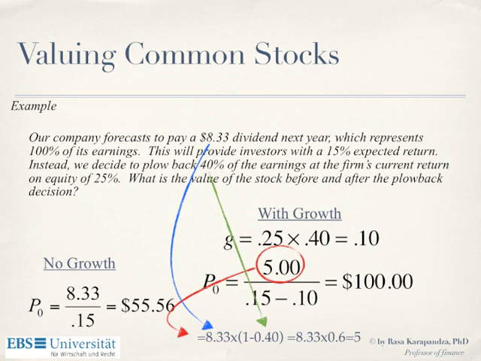Plowing back means investing into the company. Yeah, so this will grow up. Exactly, this will grow. 40% will grow at a rate of 25%, but you will pay out, you will distribute 60% of this to your investors. Yeah, but we calculate the growth of 60% after. No, the growth is here 40%. 40 times 25 is 0.1. But why do we use the 5 instead of?